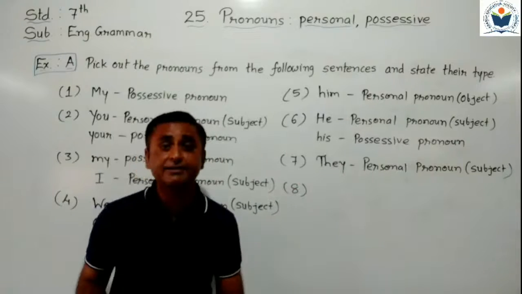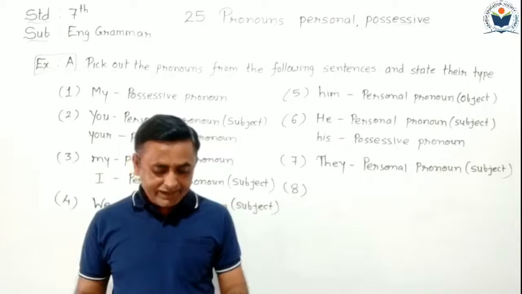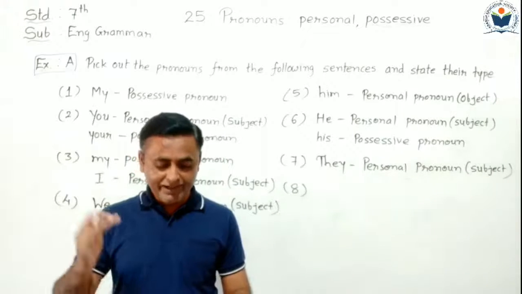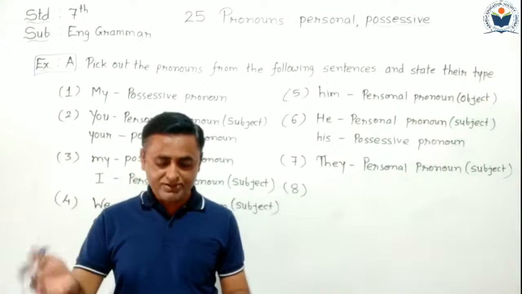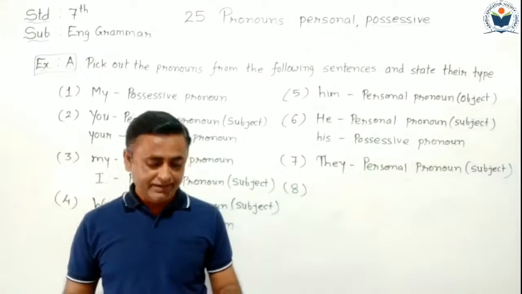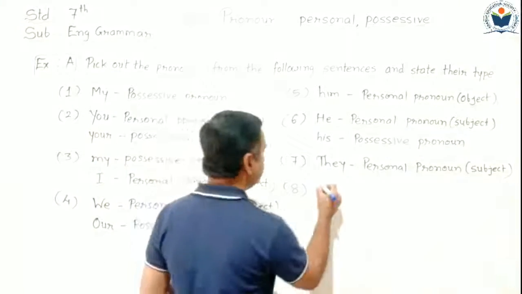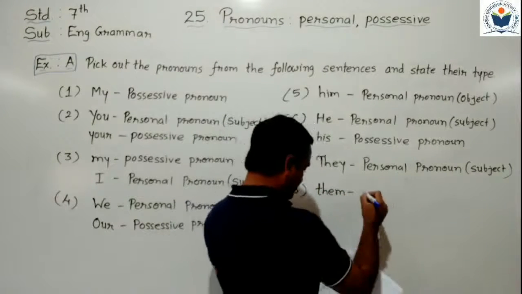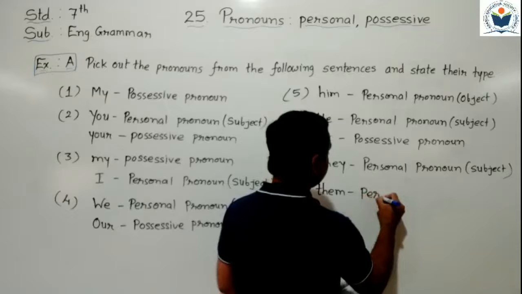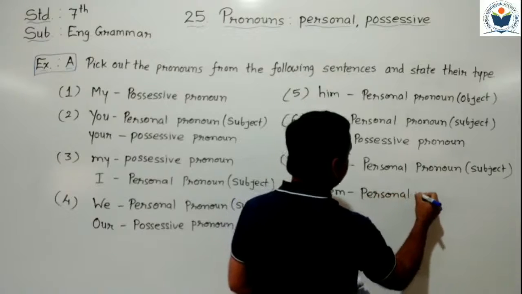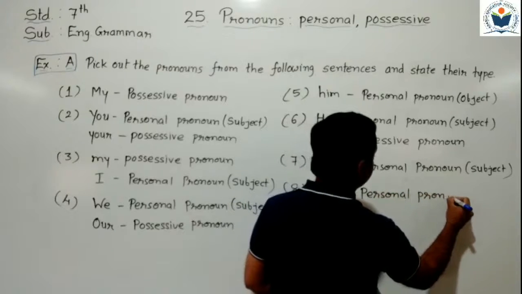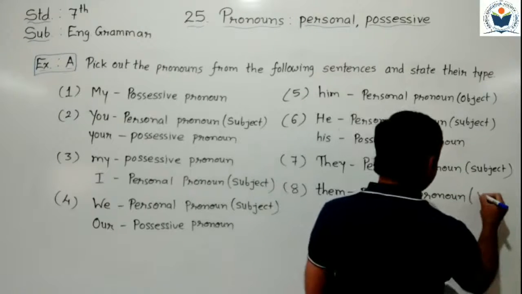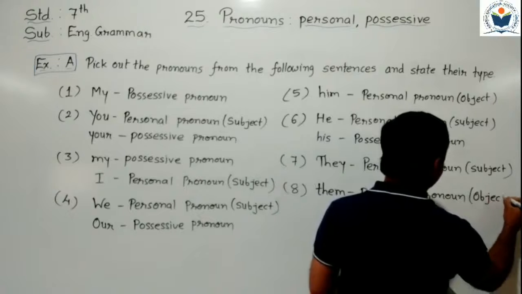Now sentence number 8 we have to understand. Nobody lied to them. They are just making up the whole story. Here, the first pronoun is them. Them is used as a personal pronoun. And which type is that? Objective or subject? It is object pronoun.